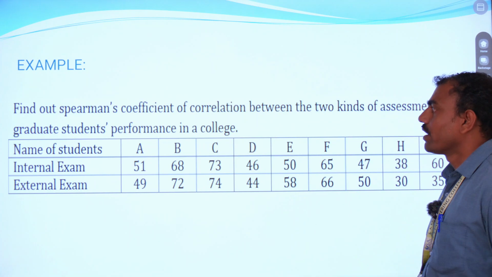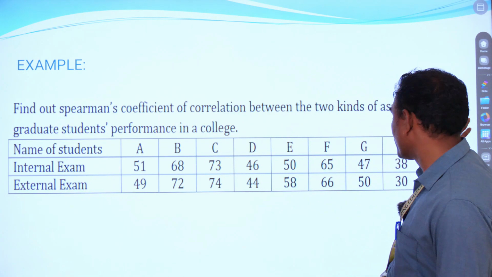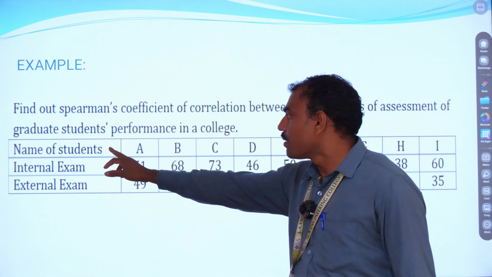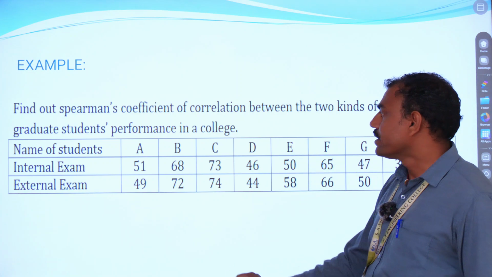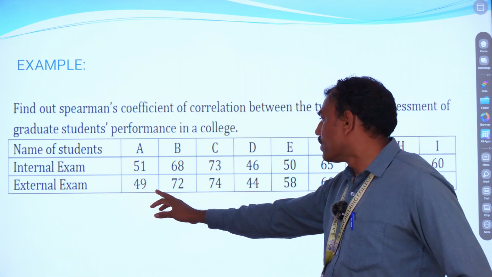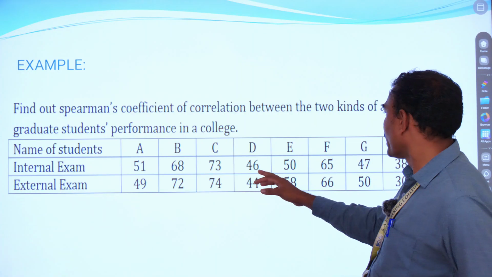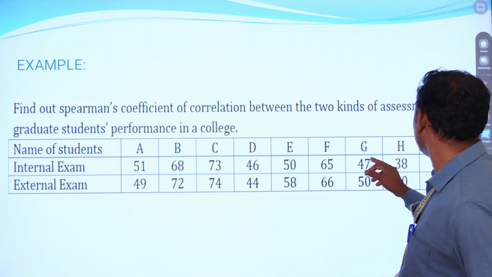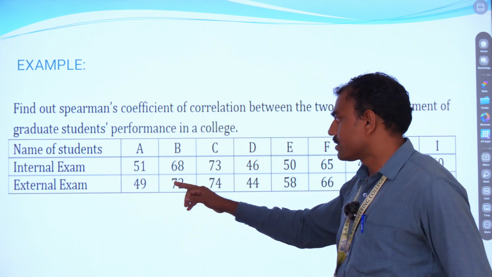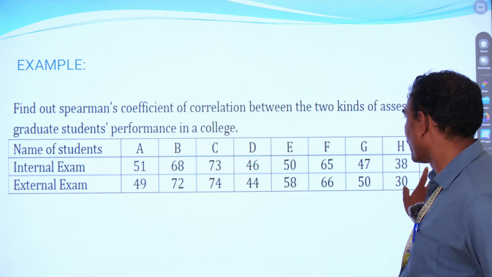So example, find out the Spearman coefficient of correlation between the two kinds of assessment of graduate students' performance in a college. Names of the students A to I, internal exam 51 to 60, external exam 49 to 35. So this is the data. Here 9 observations are given: 9 internal exam values and 9 external exam values, both equal. So n equal to 9.